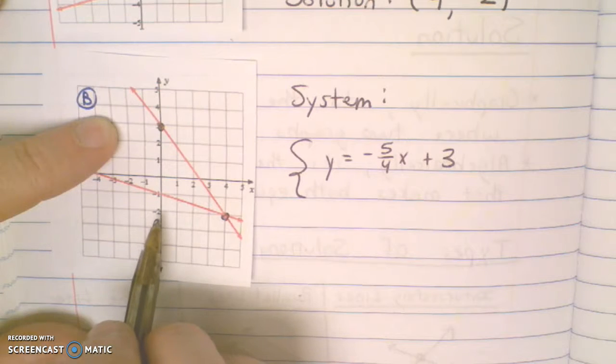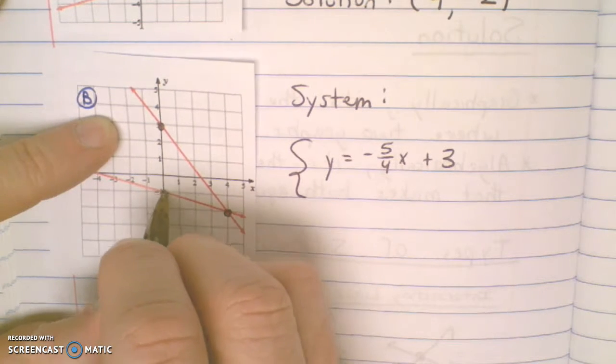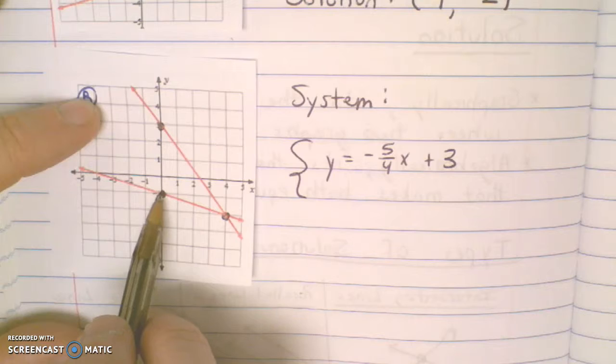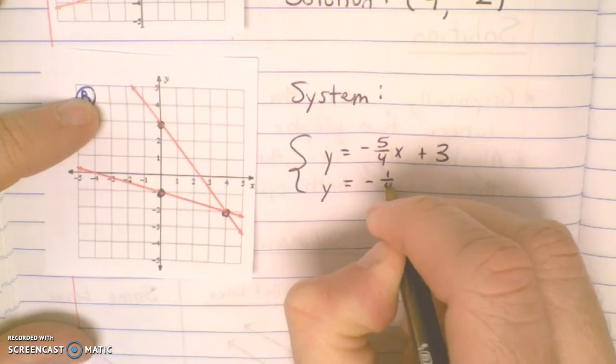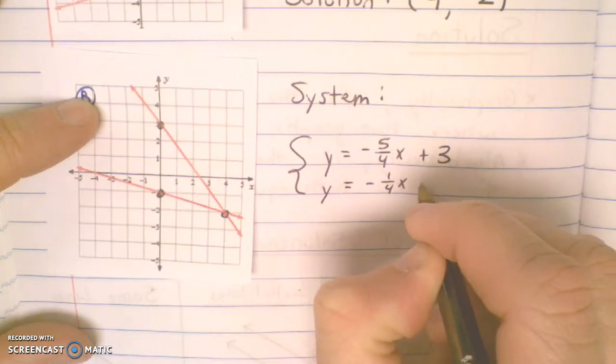But now for this equation, the point there is at negative 1, and I'm going down 1 over 4, so I also have negative 1/4 x again, and this time minus 1.